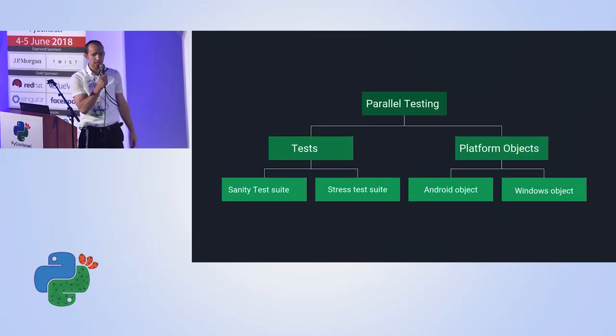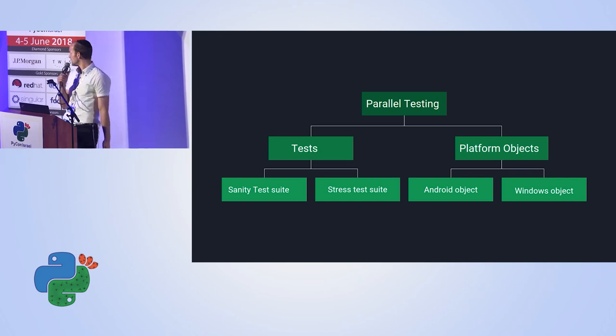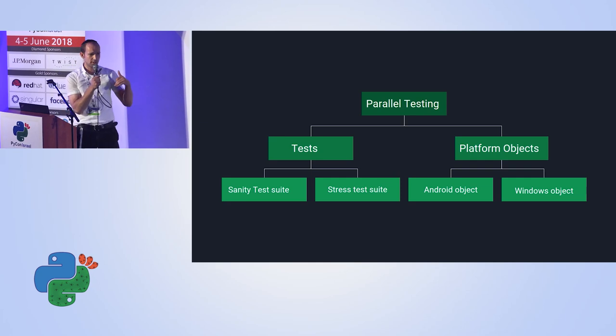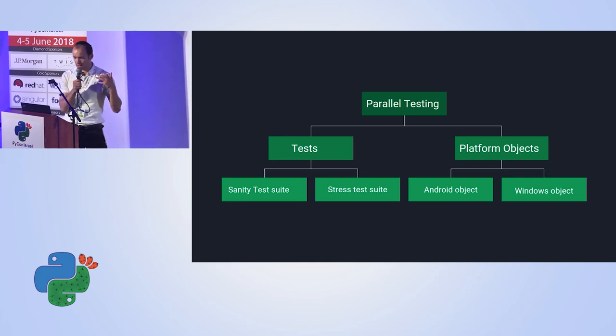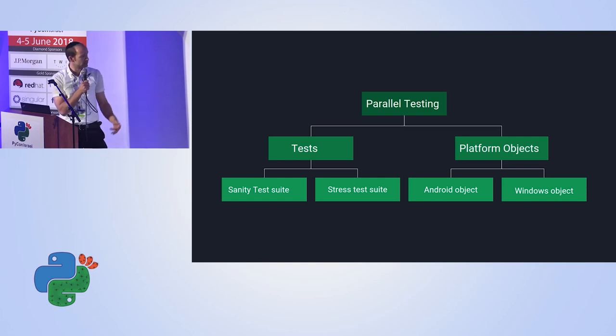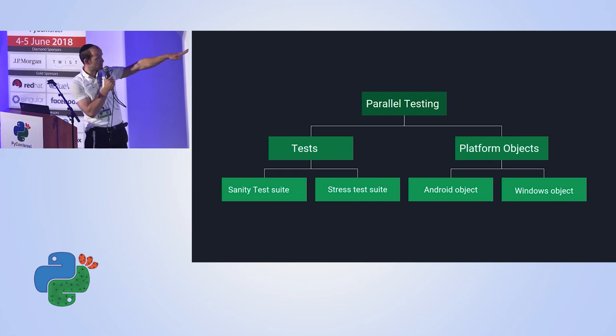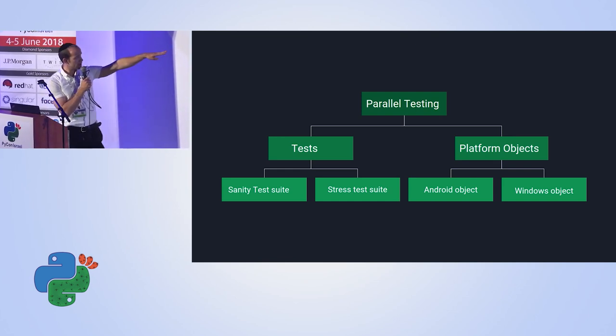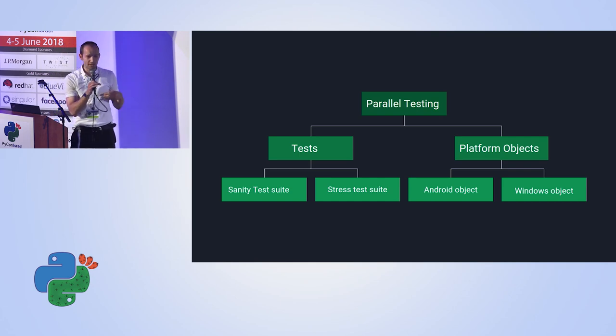So the infrastructure. When you want to automate multi-platform, and you want to do a lot of testing, you need good infrastructure. So we came up with a sanity test suite, and then there is the test that runs it, and then against the test there is the platform object.